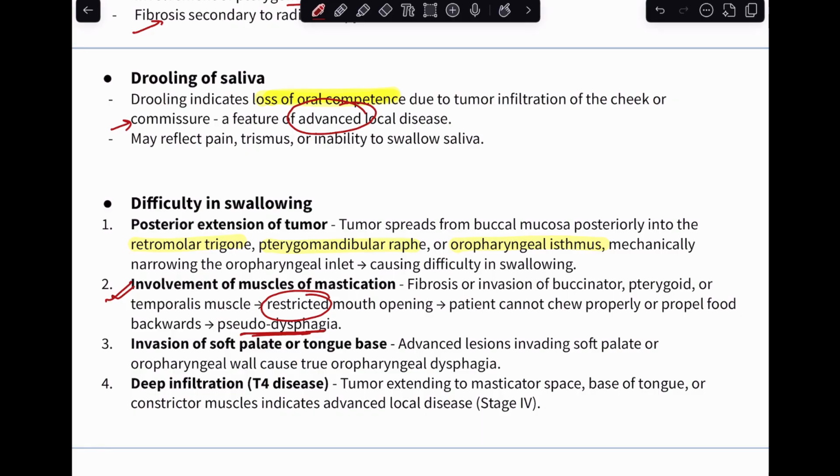Third cause is if there is invasion of the soft palate or the base of the tongue. If the lesion is in very advanced stages, T3, T4, it will end up involving the soft palate and the oropharyngeal wall, leading to true oropharyngeal dysphagia. And last of all, it can also happen because of deeper infiltration, where it involves the masticator space and the constrictor muscles, and that would indicate a very advanced stage of disease.